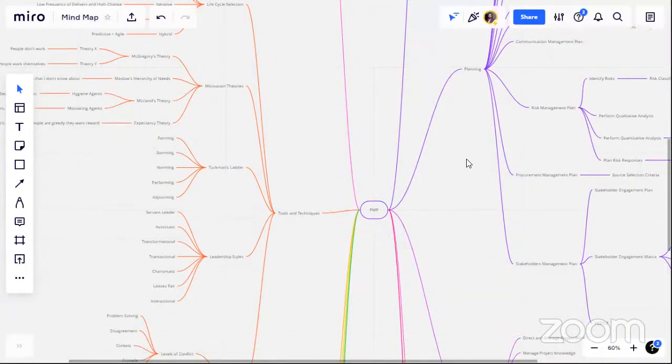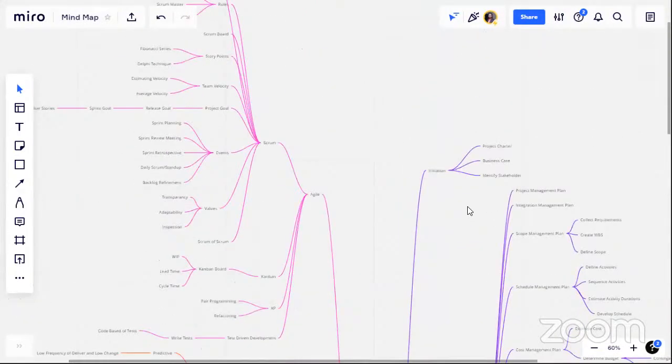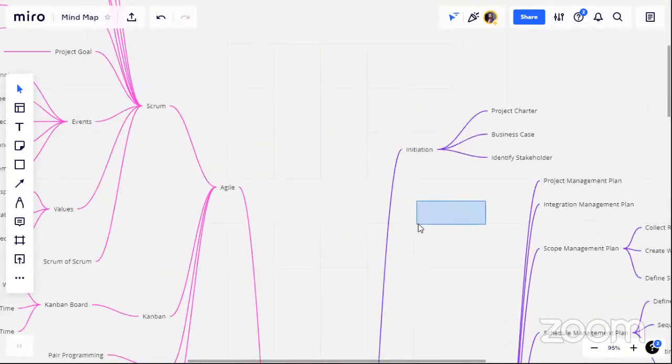All right, so let me quickly start with initiation. In initiation, the first thing that we do is we get the project charter, where we get the authority of managing the project. Then we get a business case as well. Business case talks about what we need to do in business, what this business is all about. And then in initiation, we also identify stakeholders.